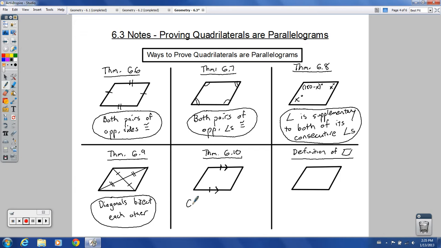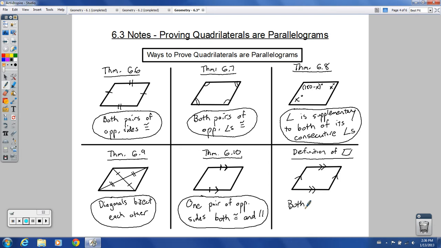So if you have one pair of opposite sides that is both parallel and congruent, congruent and parallel, I'll say it like that. If that's the case, then you would know that this is also a parallelogram, not just a quadrilateral. And the definition of a parallelogram says you have two pairs of opposite sides being parallel. So if that's the case as well, you also know you have a parallelogram. So both pairs of opposite sides are parallel.